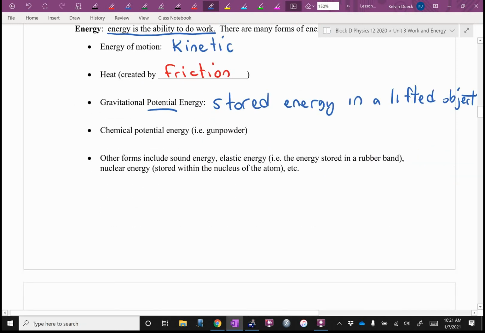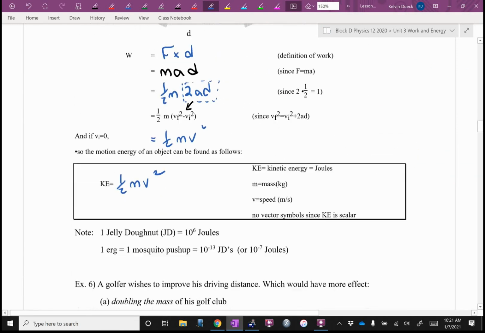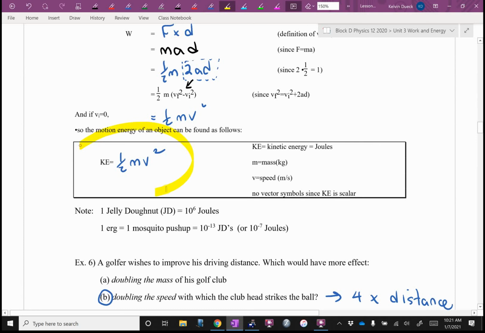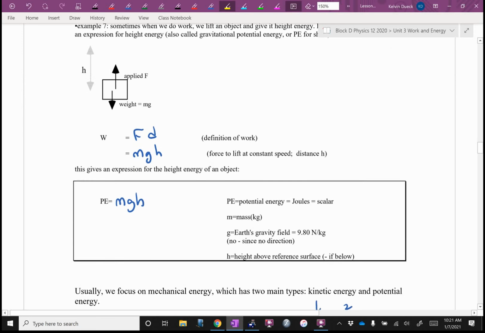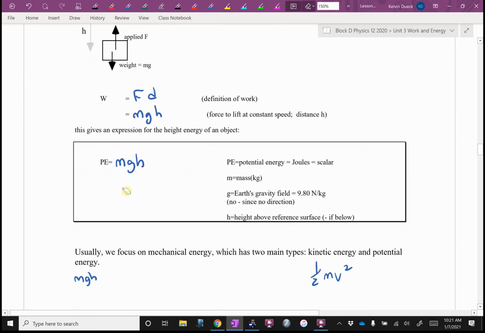We talked about different types of energy. The main 2 we're going to look at are kinetic energy, a half mv squared. That's on your formula sheet. You might want your formula sheet out, by the way. And stored energy, potential energy due to gravity, mgh.